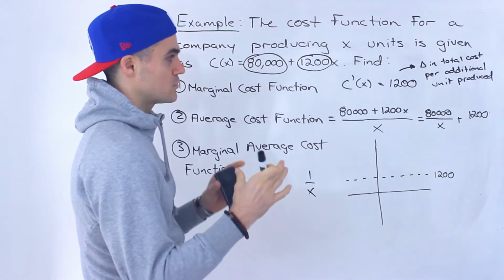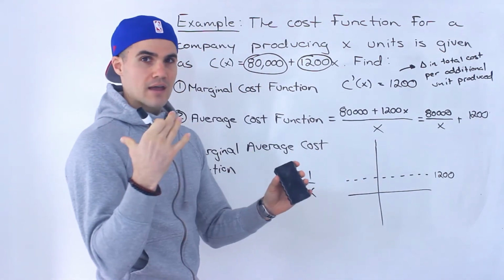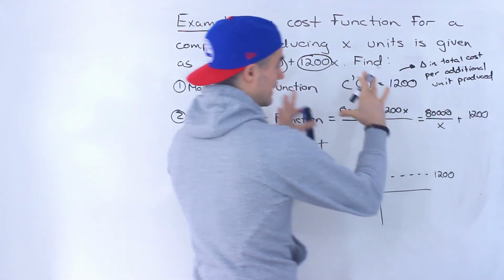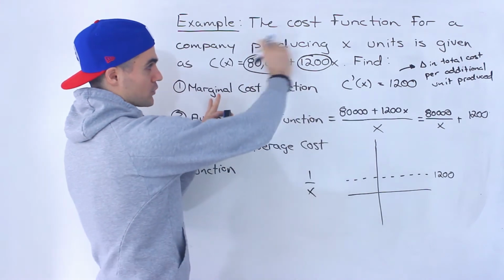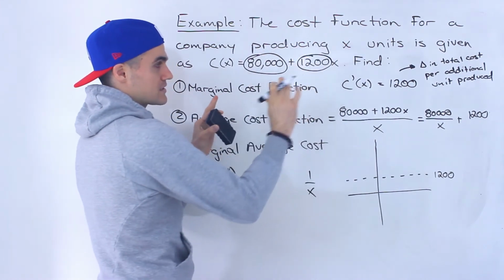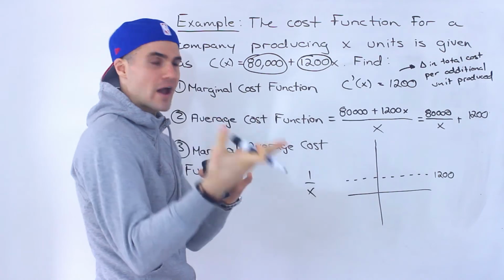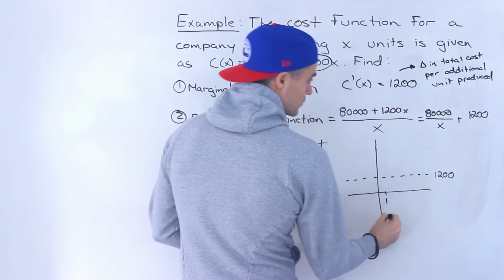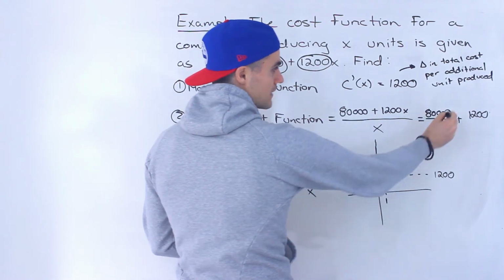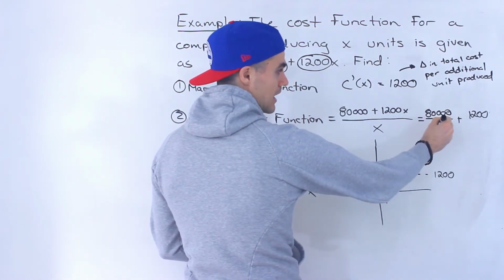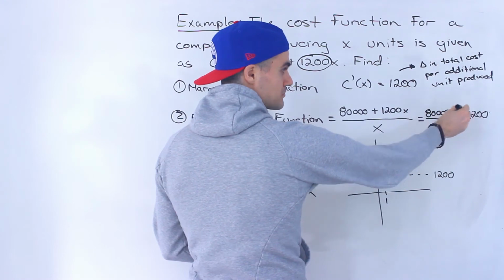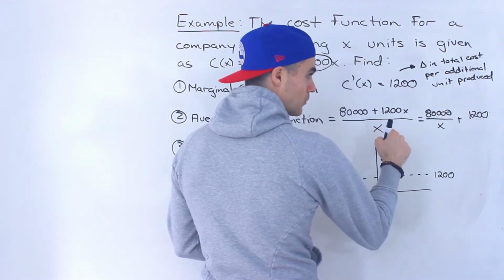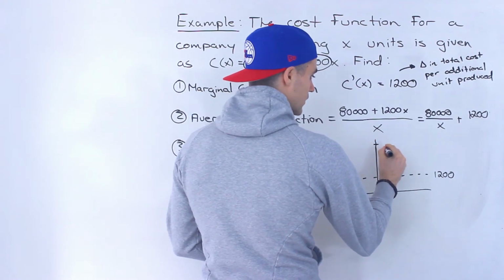and that makes sense because if you produce 0 units, then there's nothing really to average out. So in this scenario, because we're dealing with producing a number of units and assuming that we can't produce a fraction of a unit, this function would start at an x value of 1, right? So at an x value of 1, if we plug in 1 for this x value, we'd have 80,000 plus 1,200, which would give us 81,200. So let's say that's like over here.